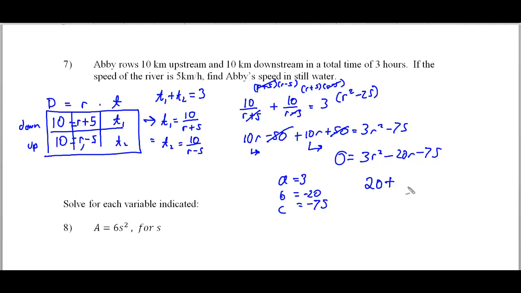plus. Again, I'm not even going to mess around with the negative here because it's going to give us a non-realistic answer. This is going to be our b squared minus 4ac, which is going to be a total of 1,300, divided by 2 times a, which is 6. Now, if I compute this out, this gives me an approximate speed in still water of 9.34 kilometers per hour. And that will be Abby's speed.